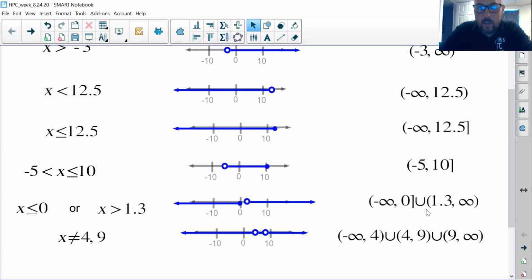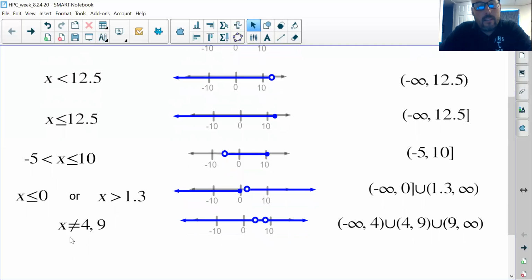This U is the symbol for union. The union attaches groups together. It's the or symbol for mathematics. So x could be less than or equal to 0 or greater than 1.3. Notice the bracket around the 0 because it is including 0.